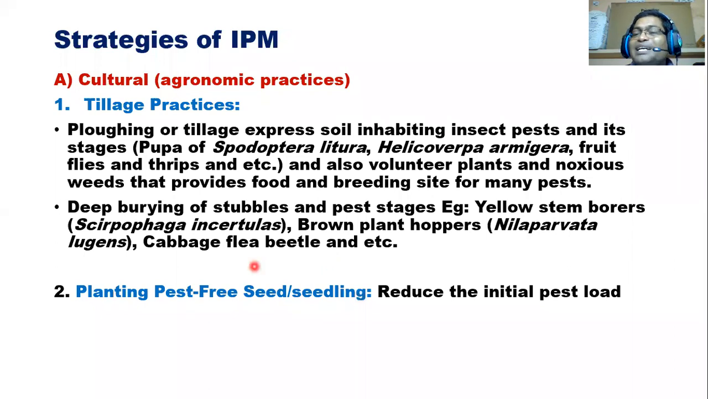And also nowadays, you have to collect the planting and seed material from certified nurseries and seed certification centers, certified seeds. That indicates that the seed is free from pests. Maybe eggs will not be present, or the young ones of the insect will not be present. Right? If you are not selecting the source, then there will be chances of spreading.